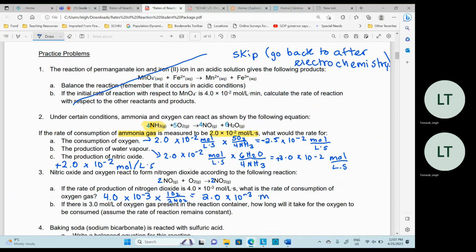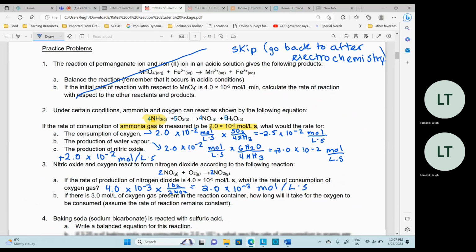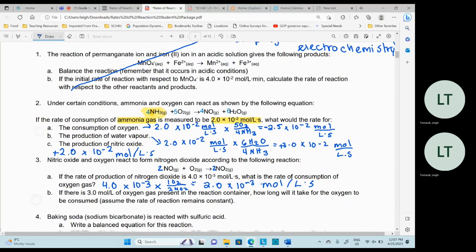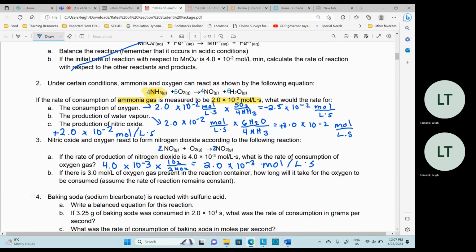Moles per liter second. You can see that I do that fairly quickly by having just the 4.0 part and not the 10 to the negative 3 part. The 10 to the negative 3 really just gives us where the decimal place is. So the 4.0 is the actual number part, and the 10 to the negative 3 tells us where the decimal place is. So it says, if there's 3 moles per liter of oxygen gas present in the reaction container, how long will it take for oxygen to be consumed? In other words, how long will it take us to run out of oxygen?